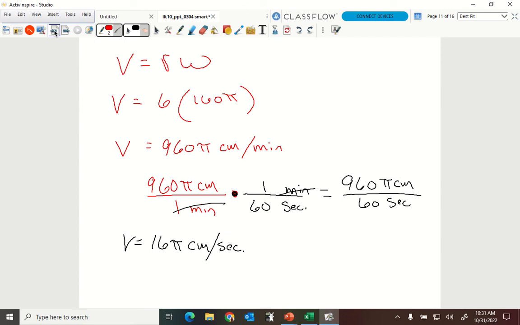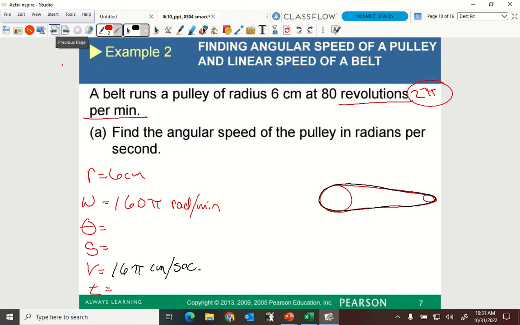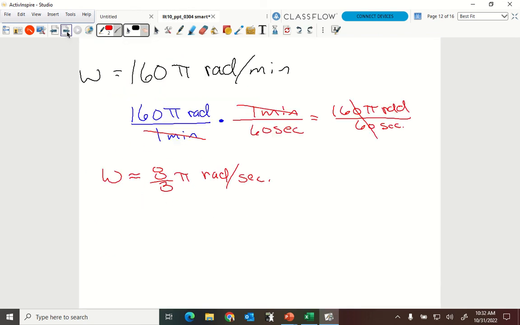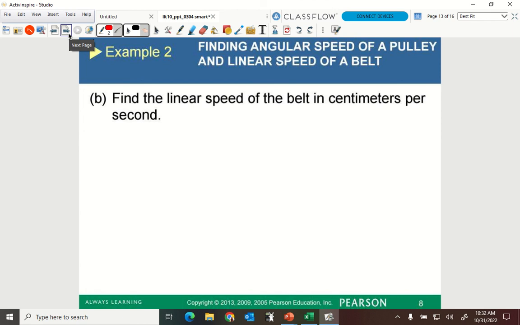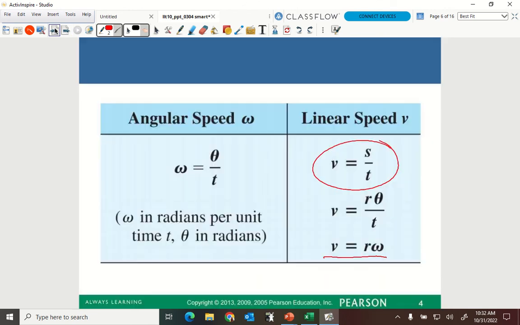I'm going to go back and change this. So I've changed the W into the units I'm supposed to get. There we go. And so we know R, W, V, so I need to find S, T and theta. Find the linear speed. Linear speed is which variable? The V, right? Okay. So let's go back and look. Which one am I going to use for this one?